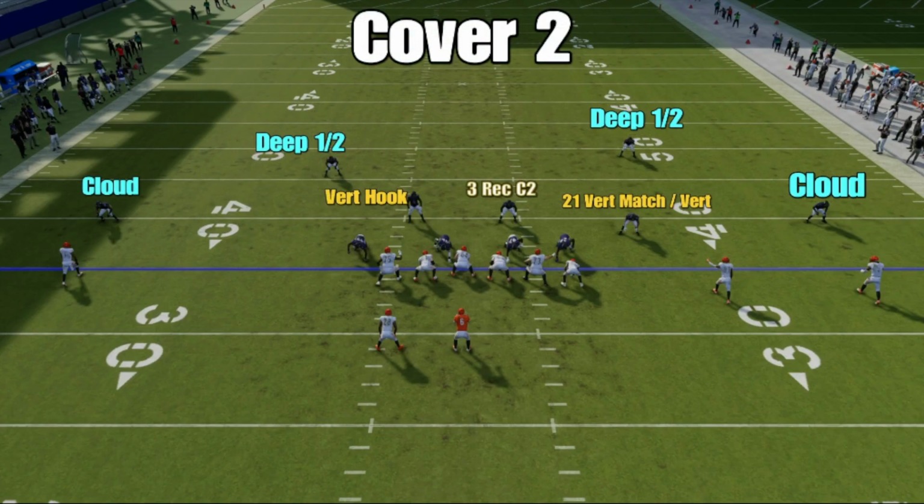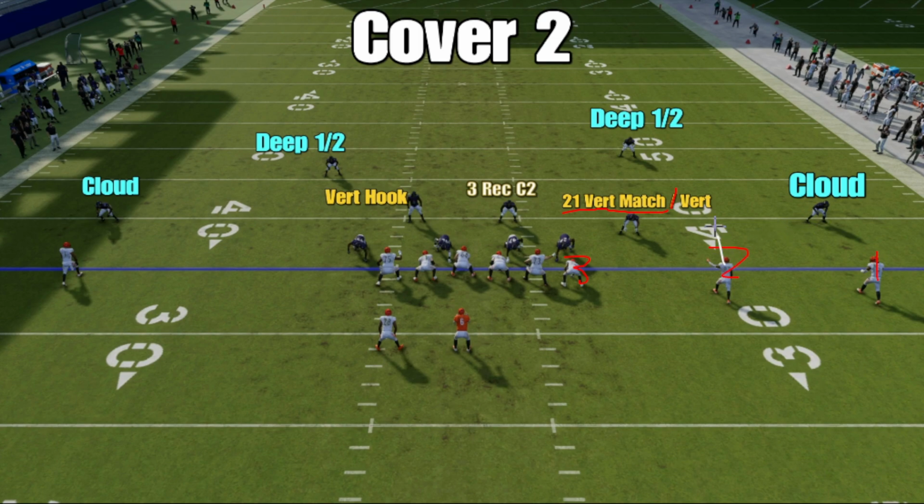Okay. Cover 2 is pretty self-explanatory, but I wanted to throw this in here because of the unique thing of our apex here. So you guys know he's deep half, cloud, cloud. He's the 3 rec, okay? But I call it 21 vert match or vert hook. And what I mean by that is, I should have threw the numbers in here, 1, 2, 3, he will actually match the vertical of number 2 if 1 and 2 are vertical, right?